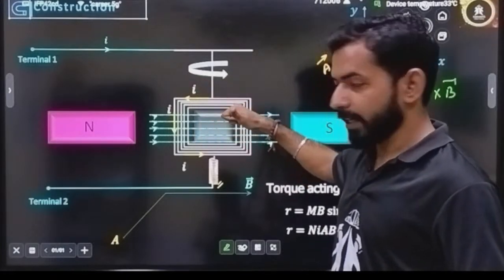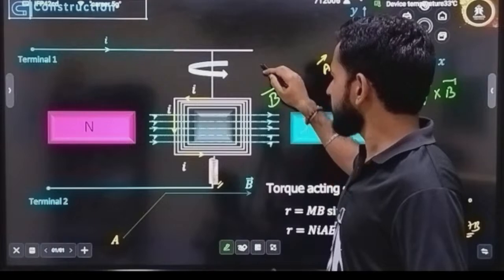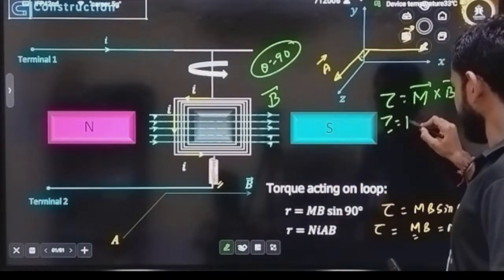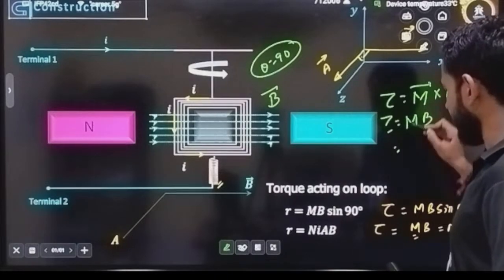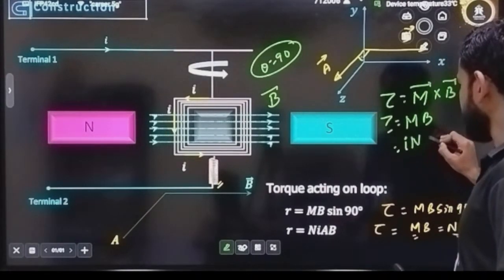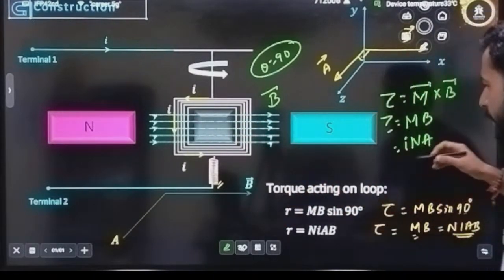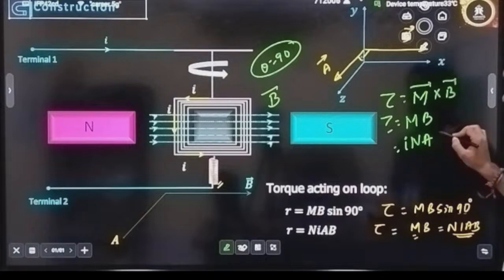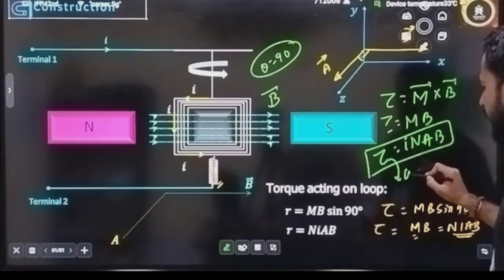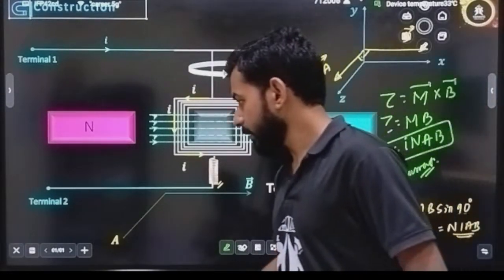This is the direction for the magnetic moment that is coming outside the plane, and this is the direction for the magnetic field, B. That means can I say theta is equal to 90 degrees? Simply I can say the torque applied is equal to M into B. And what can I write for M? M is nothing but current into number of turns into area, whatever the area of this coil is, and into B. This is the torque due to the current that we have studied. Due to the flow of current, this will be the torque that will be coming, correct?